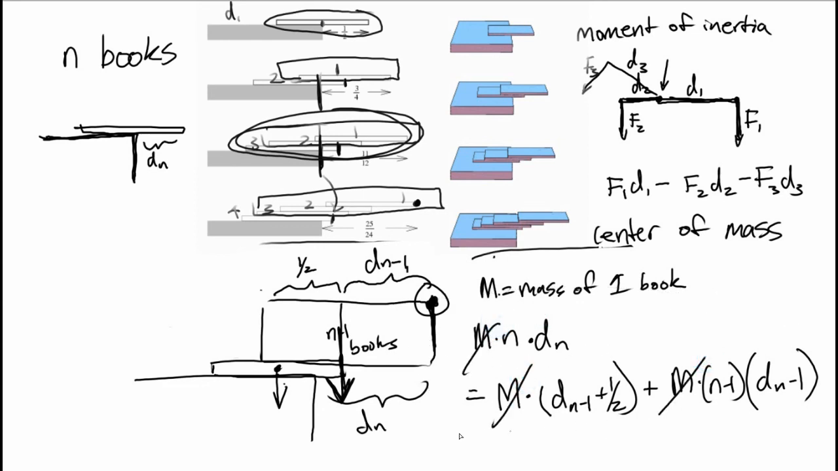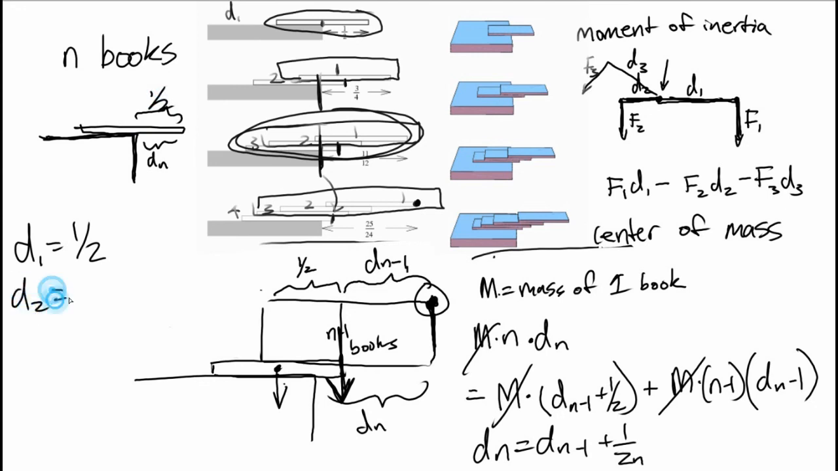Let's see if we can simplify this. We cancel out the m's. We do some shifting around. And eventually, you're going to get this equation: d_n equals d_(n-1) plus 1 over 2n. That's an incredibly simple equation. And let's see if we can put d_n just in terms of n. We know that d of 1 equals 1/2, because with one book you just put it over by 1/2 of the length of the book.